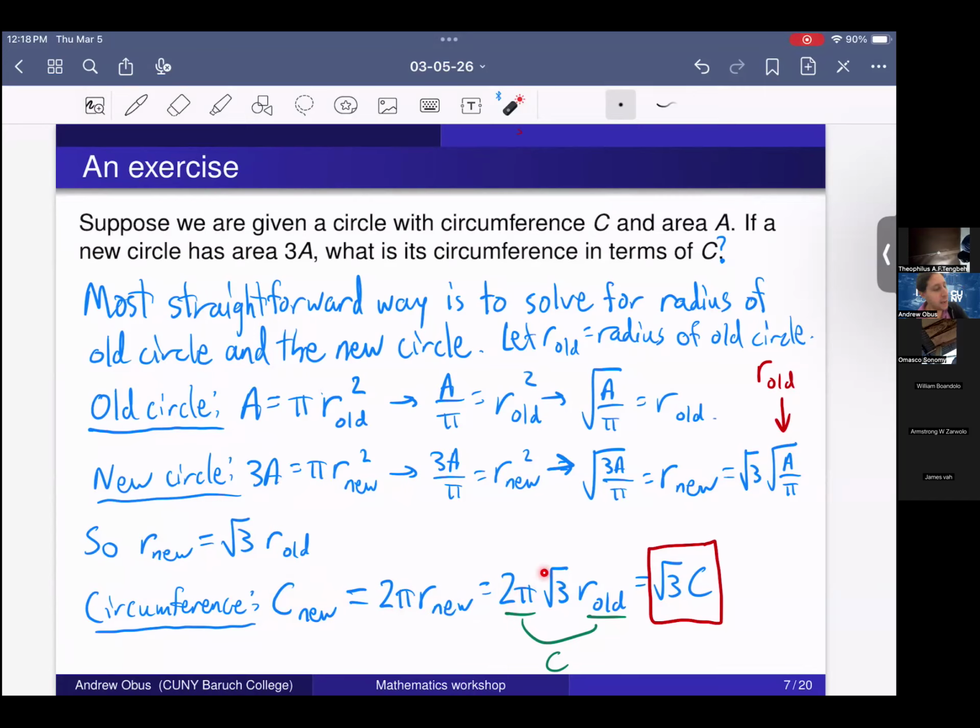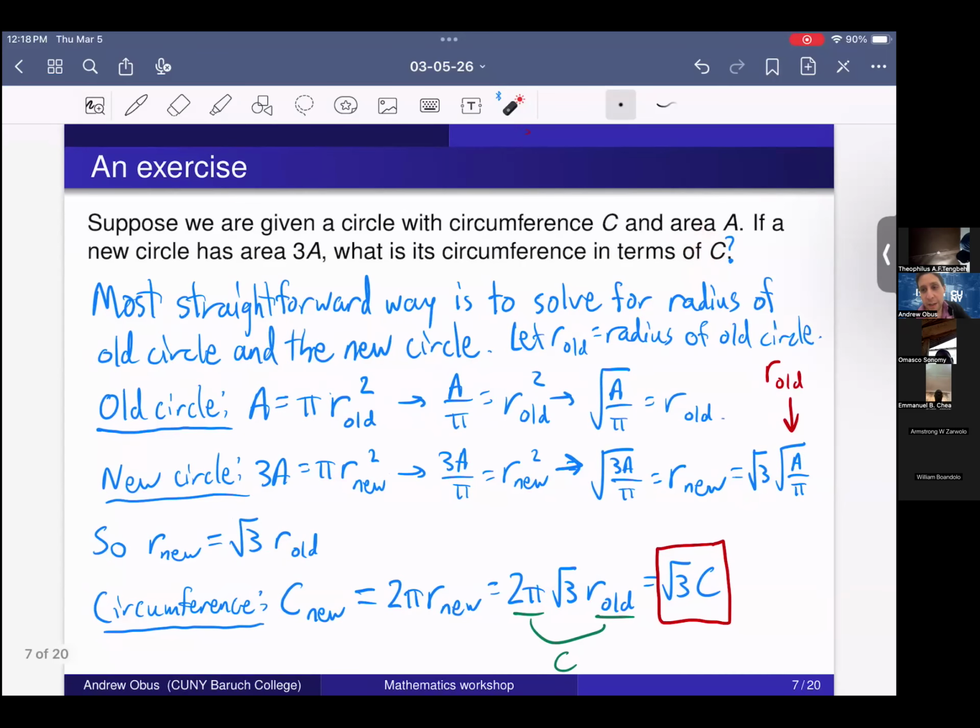So we get 2 pi times square root of 3 times the radius of the old circle. But now we realize that 2 pi times the radius of the old circle equals the circumference of the old circle, which is C. Remember the question said we want it in terms of C. So this expression simplifies to just square root of 3 times C, the circumference of the old circle. So this gives us the answer. The new circumference is equal to square root of 3 times the old circumference. That's the answer that we're looking for.